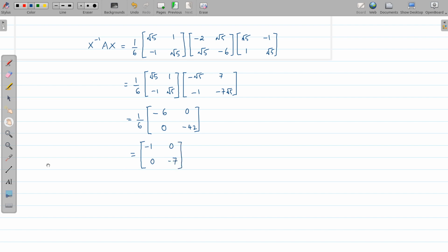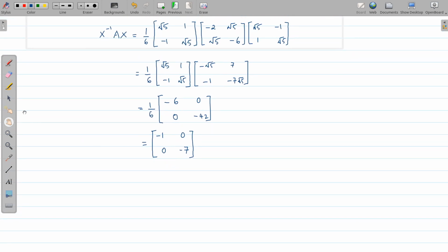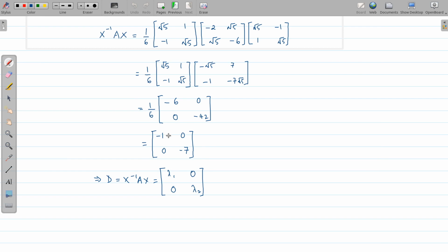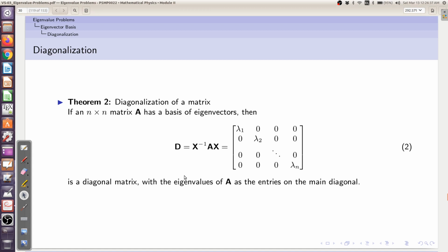And as you can see here, this is a diagonalized matrix. So this gives us a diagonalized matrix, which is, of course, equal to x inverse Ax. Also, the best part is this is your lambda 1, and this is the other eigenvalue, because if you remember in the problem that we had done, the eigenvalues were minus 1 and minus 7, and we got those two eigenvalues. So that's your diagonalization. Okay, so this is the diagonal matrix.